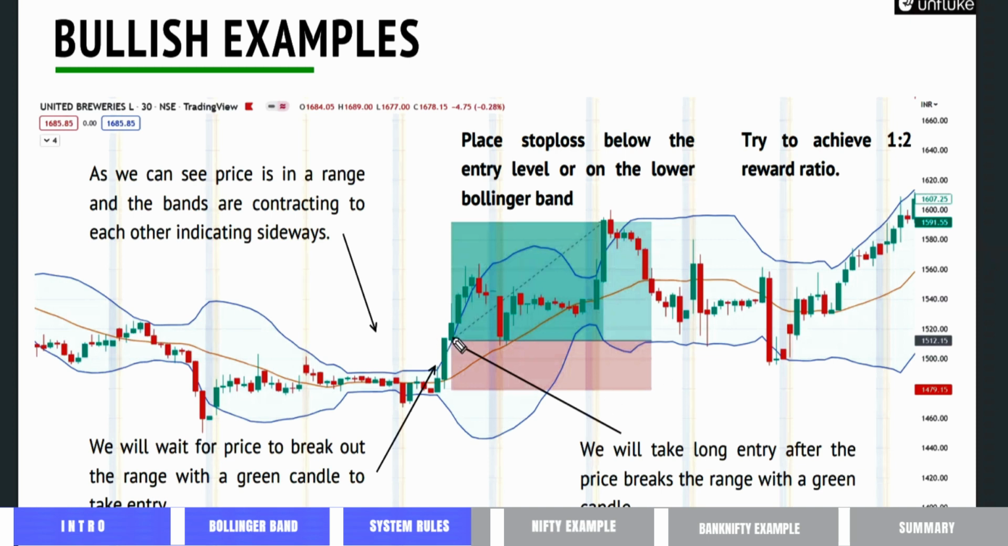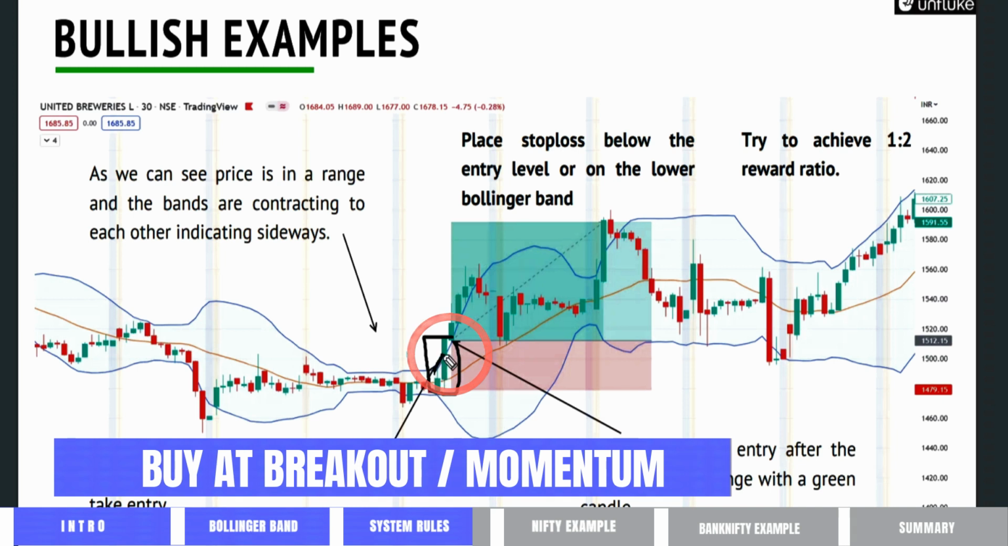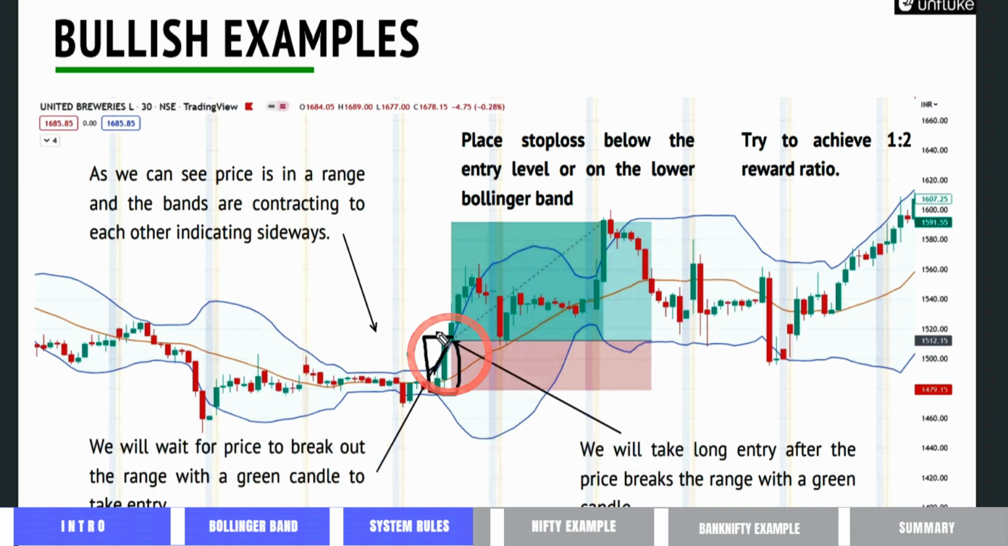In this green candle, you can see that the stock went up very quickly above the upper Bollinger Band. That means there is good momentum. So I'm going to buy here only. This is the entry price and my stop loss is the previous swing. So this is my stop loss.